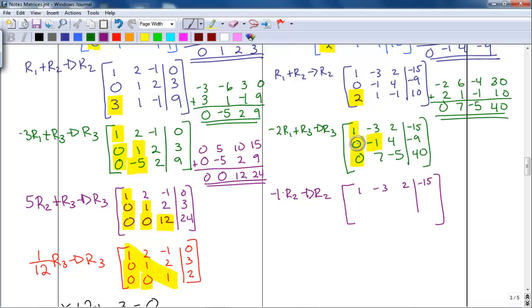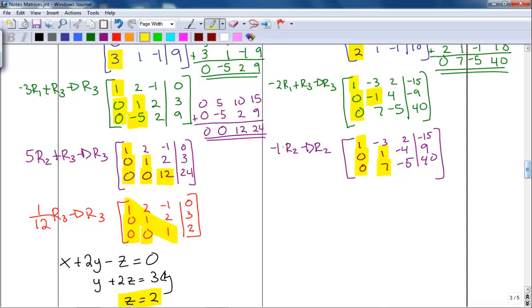Well, 0 times negative 1 stays as 0. Negative 1 times negative 1 becomes positive 1. 4 times negative 1, negative 4. Negative 9 times negative 1, positive 9. Row 3 does not change. So now I have a 1 with zeros underneath it, the next one in the diagonal, and I need 7, that number, to change to 0.